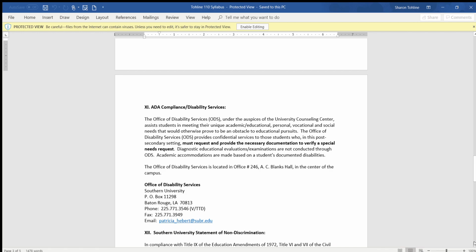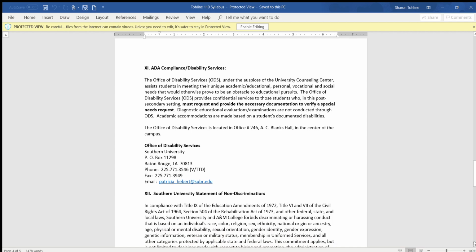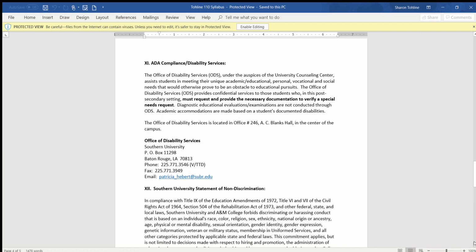So that's the stuff about late work. That takes up a lot of time because it's the most complicated part of the syllabus. ADA compliance, disability services. If you feel like you have specific needs based on your learning style or something that might be affecting you, you can contact the Office of Disability Services and they might be able to help you.